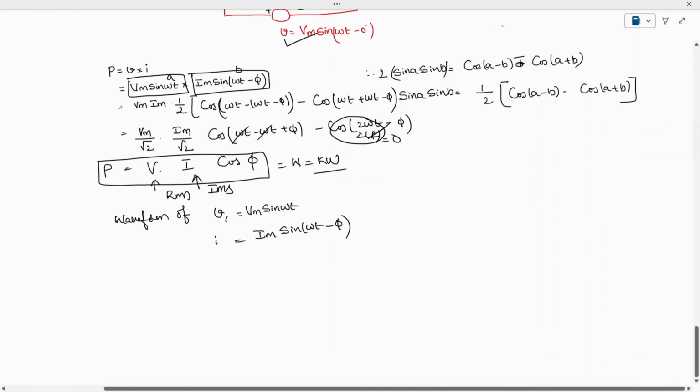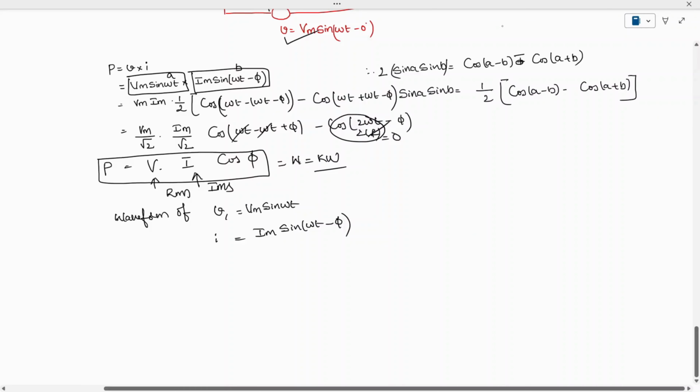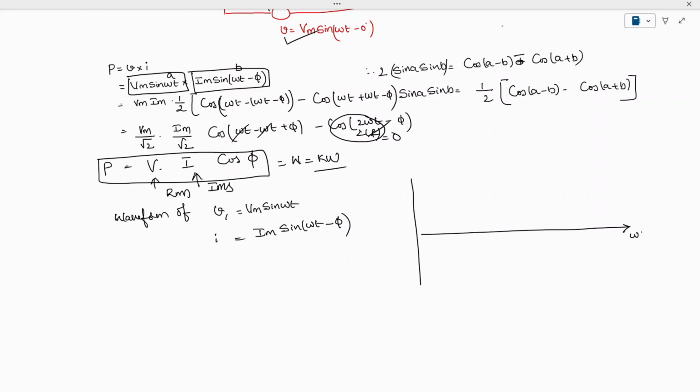When you try to draw it, it's very simple. We have the x-axis with omega t. The unit of omega t is angular velocity, which is radian per second, and the unit of time is second. Seconds will cancel, so it is omega t, which may be in radian or in degree. On the y-axis we are going to have instantaneous voltage or instantaneous current. Let's try to see here.